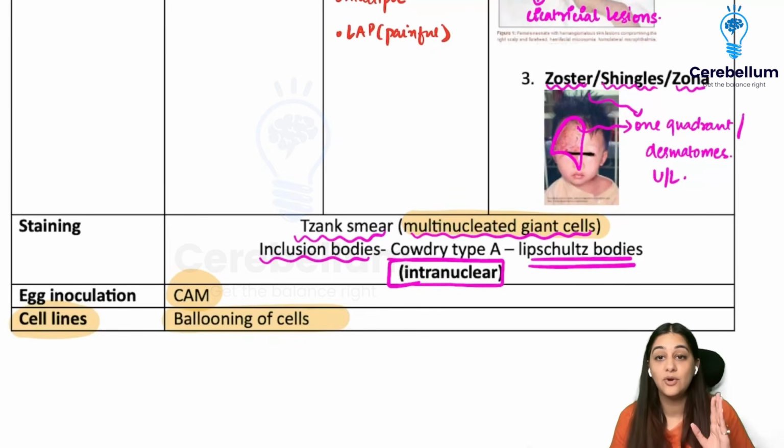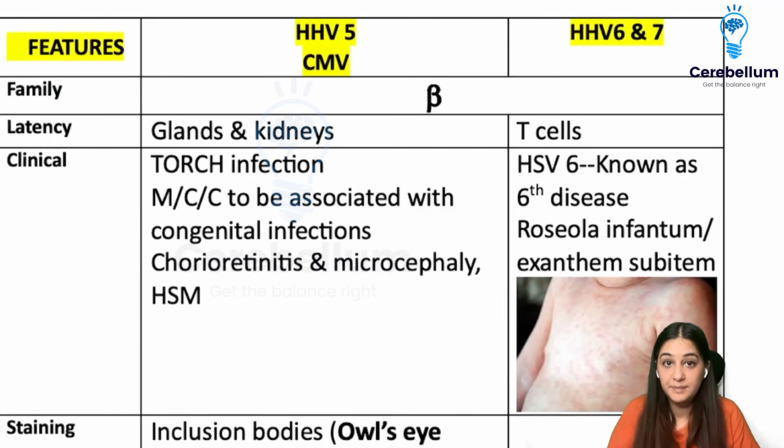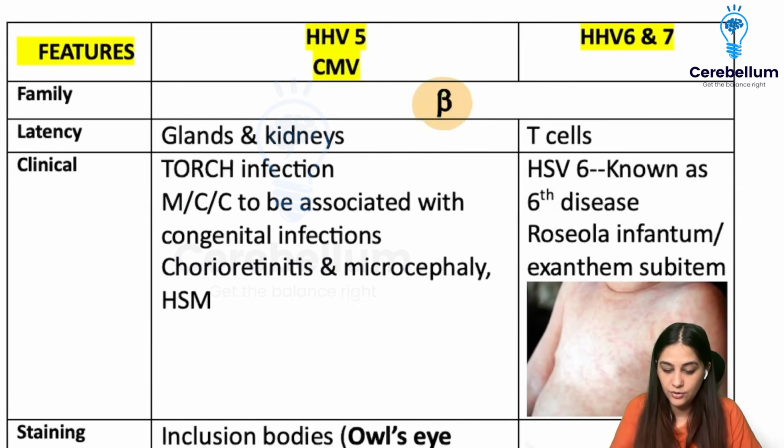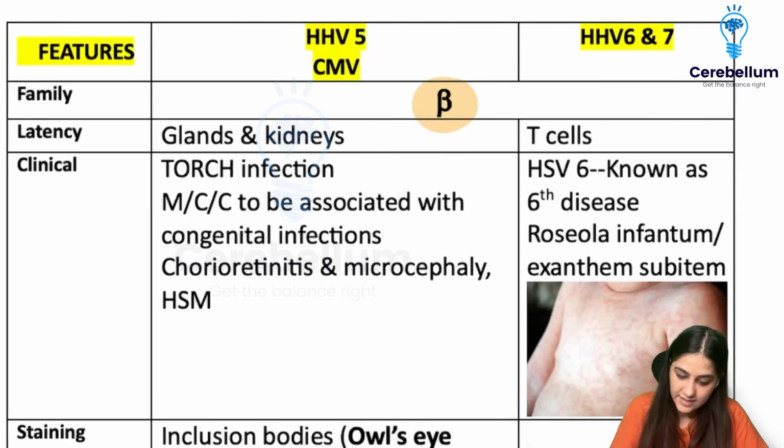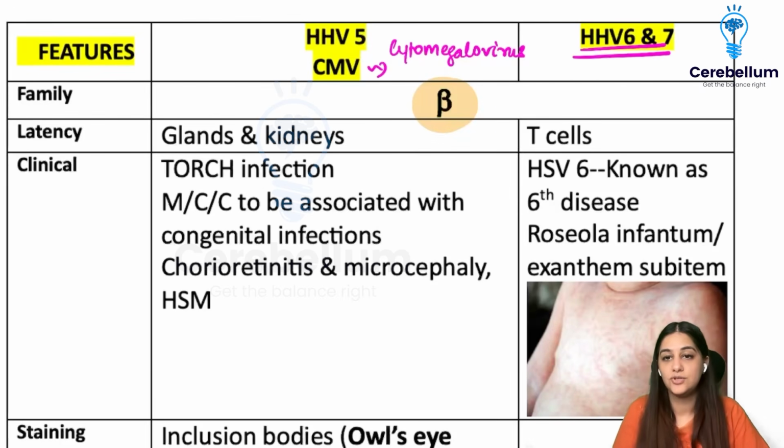lines. So that was your alpha family, which contained 1, 2, and 3 herpes, human herpes virus 1, 2, and 3. Moving on to the beta family now. When we talk about the beta family, we have 5, 6, and 7. 5 is called the cytomegalovirus, right? And 6 and 7 are just called human herpes virus 6 and 7. So CMV is called cytomegalovirus. So 1, 2, 3 are together, 5, 6, and 7 are together, and 4 and 8 are together.